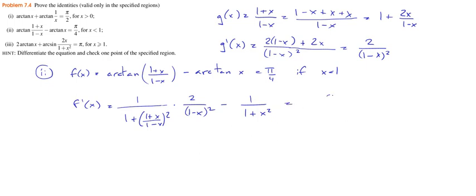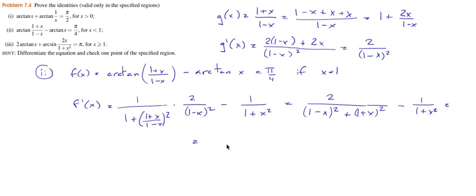So we have 2, and this is multiplying the whole denominator, so we have 1 minus x squared, and then plus 1 plus x squared divided by 1 minus x squared, multiplied by 1 minus x squared, you get 1 plus x squared. And then you have minus 1 over 1 plus x squared.